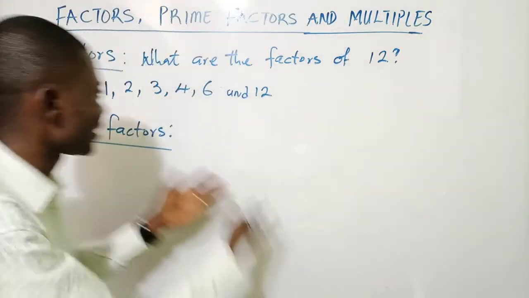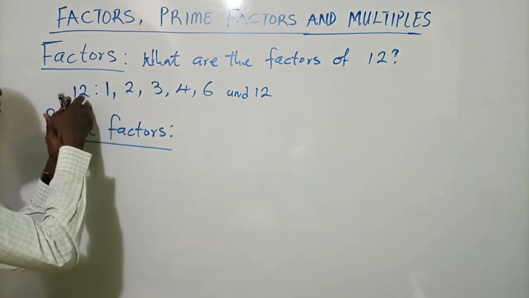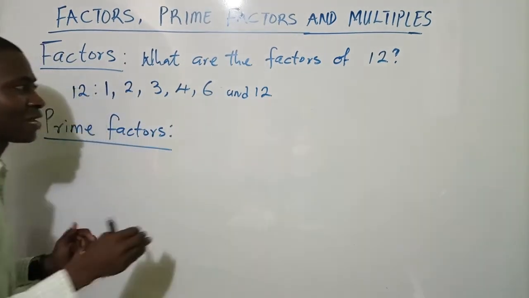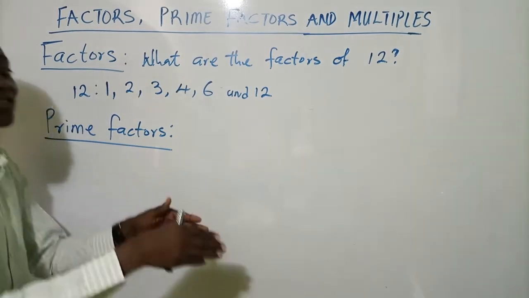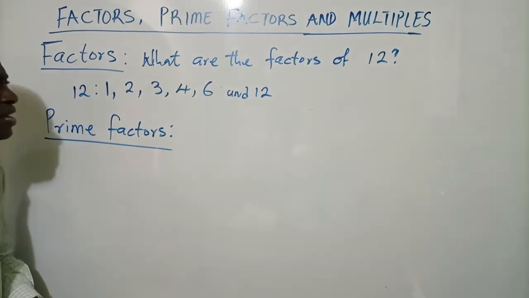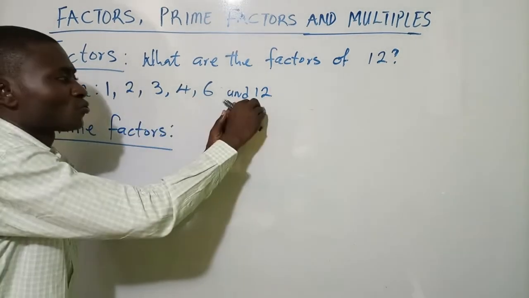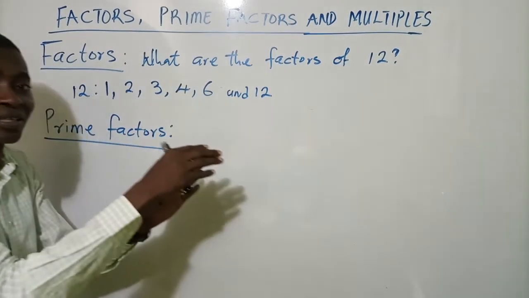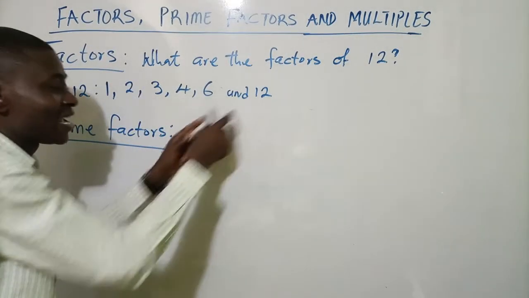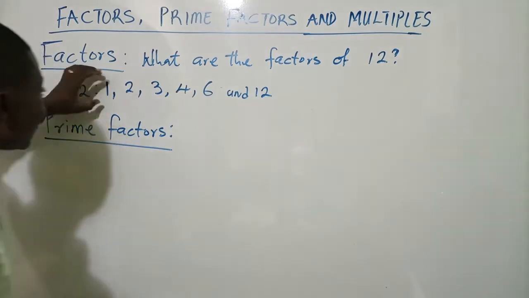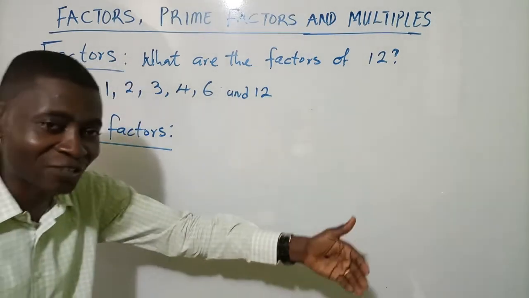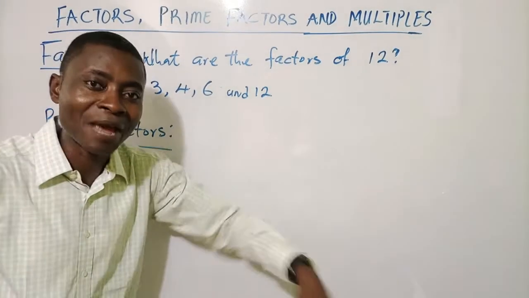Do you get that? For instance, now we have 12. The factors of 12 are 1, 2, 3, 4, 6, and 12. Now the question is, what are the prime factors of 12? If you are asked what are the prime factors of 12, it simply means among these factors of 12, which of them is a prime number? So when you are looking for prime factors, first you must know the factors before you know the prime factors.